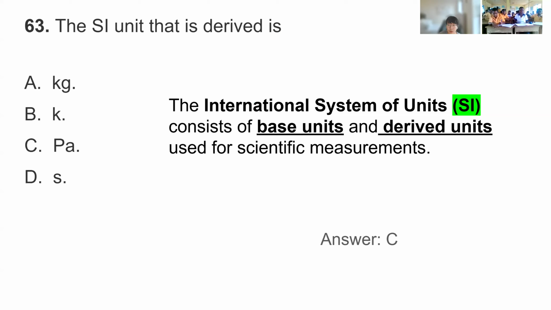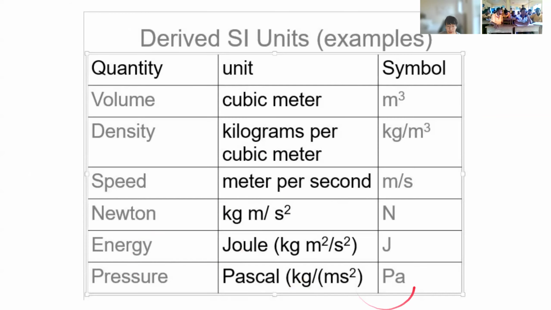And if we return to the question over here, it asks us to state their derived SI unit. Kilogram is basic, we know that, for measuring mass. Kelvin, we know, is also a basic unit, measured for temperatures. Second, we also know is basic, measured for time. But Pascal is a derived unit. See here, Pascal for pressure is kilograms per meter times second squared.